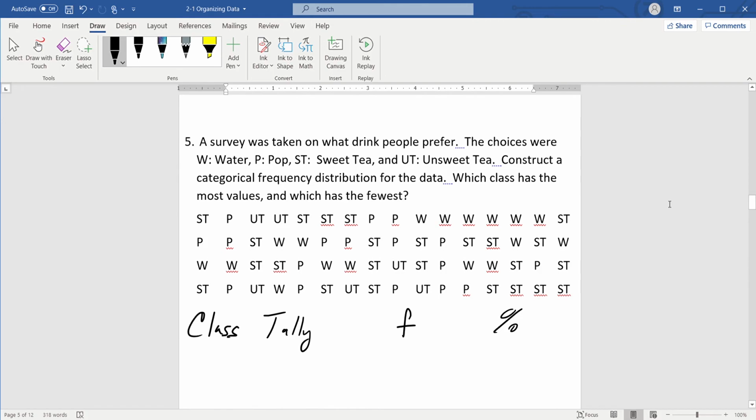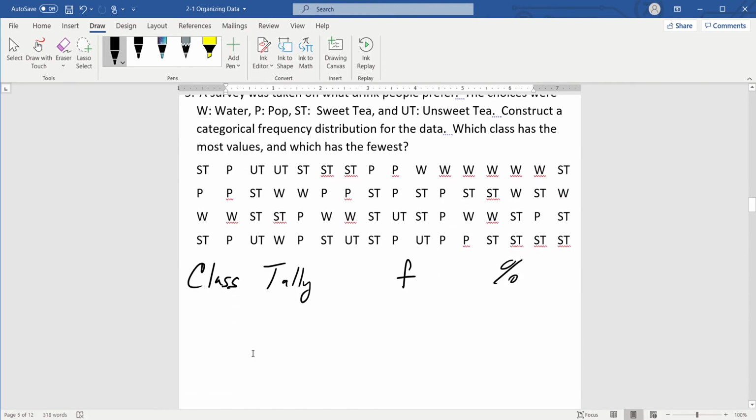Now this says a survey was taken on what drink people prefer. The choices were W for water, P for pop, ST for sweet tea, UT for unsweet tea. Make a categorical frequency distribution and then answer which class has the most and fewest values. Okay. So my classes are just the options, nothing more. And it does not matter the order of which these are listed. You don't have to have W first, P second. You just need all 4 of these is all that matters.